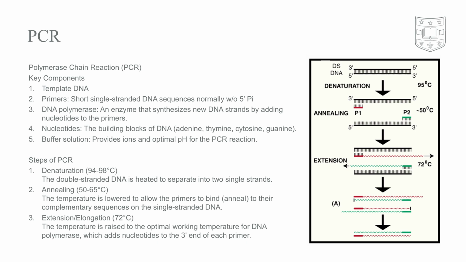A PCR involves three major steps that repeat in cycles. The first step, denaturation, occurs at a high temperature of 94 to 98 degrees C, where the double-stranded DNA separates into single strands. Next is annealing, typically performed at 50 to 65 degrees C, where the primers bind to complementary sequences on the single-stranded DNA. Finally, in the extension step at 72 degrees C, DNA polymerase synthesizes new DNA strands by adding nucleotides to the primers. These steps are repeated multiple times, resulting in exponential amplification of the target DNA sequence.